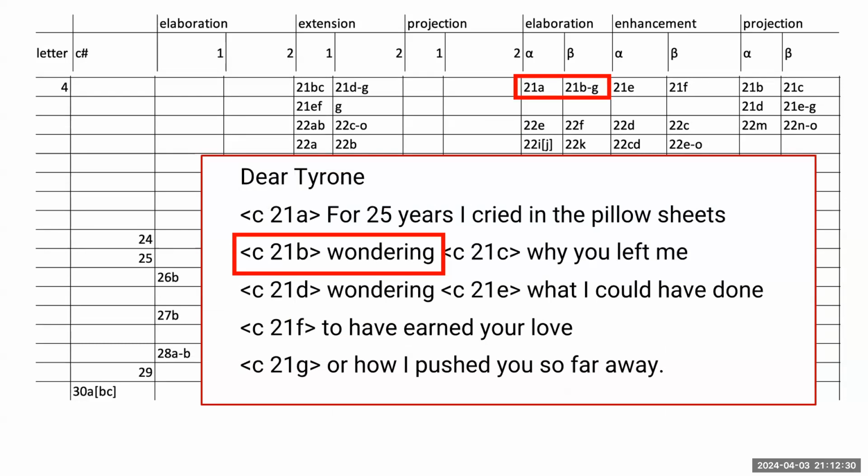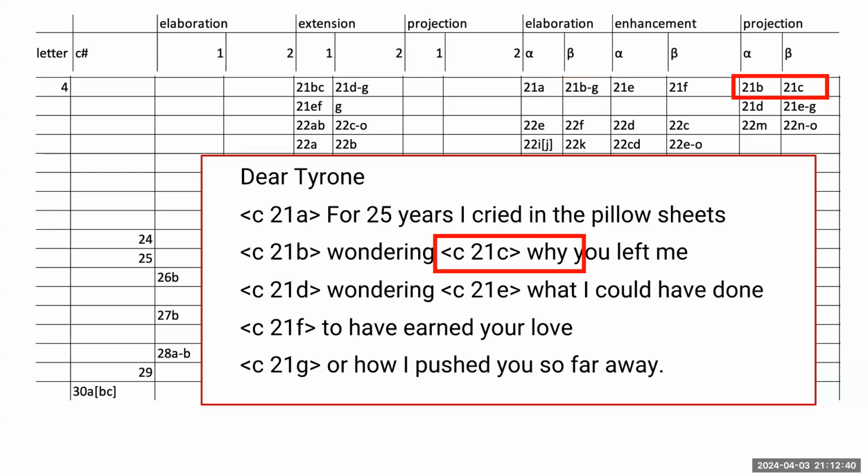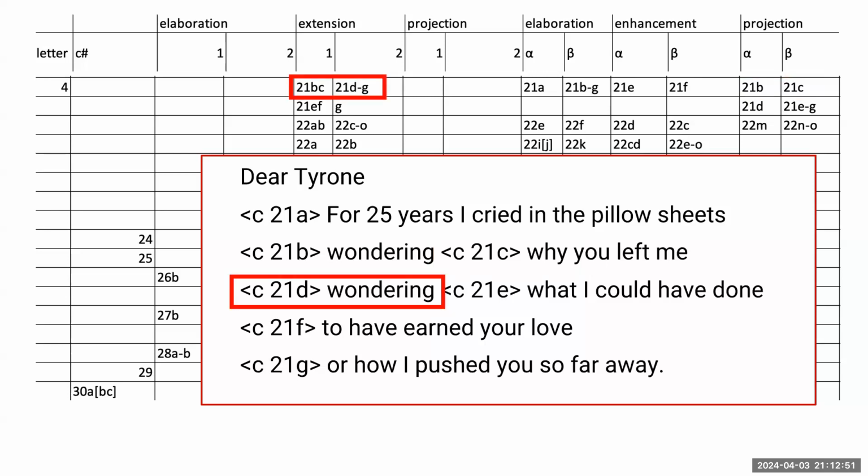21. Wondering, A. For 25 years, I cried in pillow sheets, wondering, this is elaboration, ing verb. Wondering why you left me, I took it as a hypotactic elaboration. I took B and C, wondering why you left me, and then repeating it, wondering what I could have done. That repetition as a kind of sequence. So I took it as a paratactic extension of these two constructions.